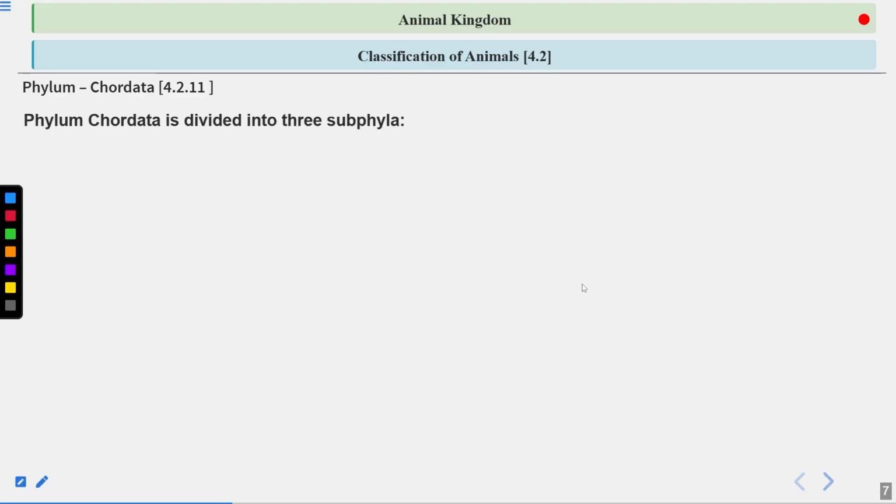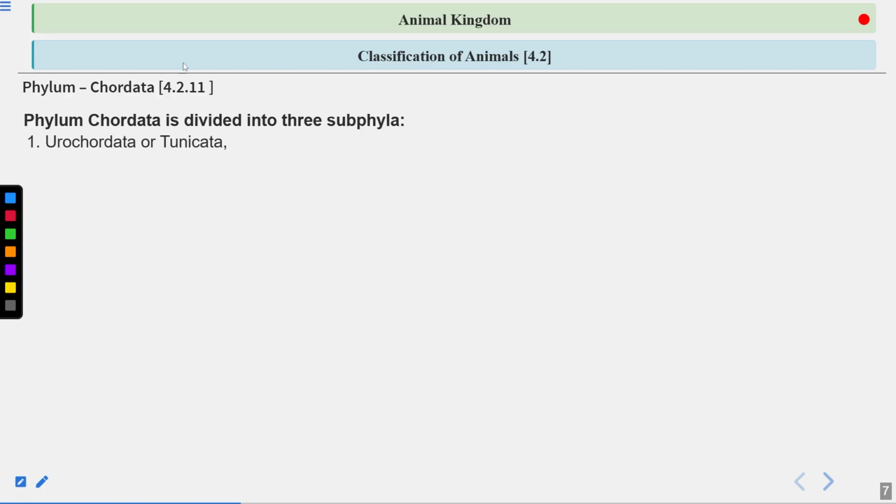Phylum Chordata is divided into 3 subphyla. Now, we will study the chordates in very much detail. So here, there is a further classification of Chordata. It is divided into 3 subphyla. So what are those subphyla?